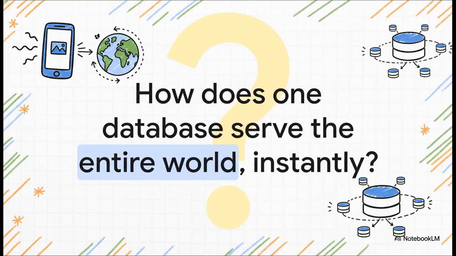So, just think about your favorite app for a second. You post a photo, and boom, your friend on the complete other side of the planet sees it almost instantly. How on earth is that even possible? It feels like some kind of magic, right? Like there's this one giant, super fast database that serves the whole world. But you know, the reality is actually way more interesting. And it all boils down to one powerful idea.